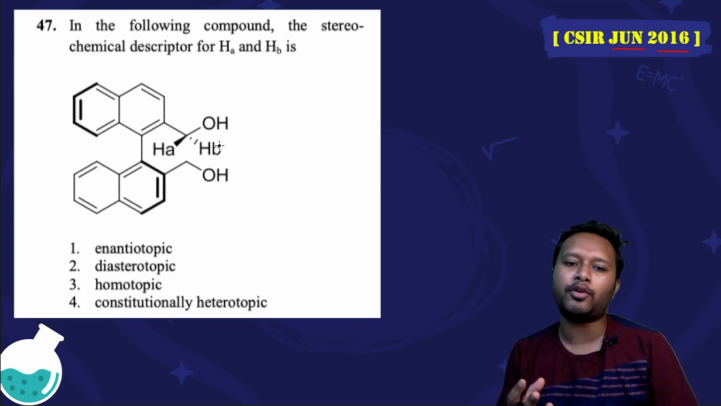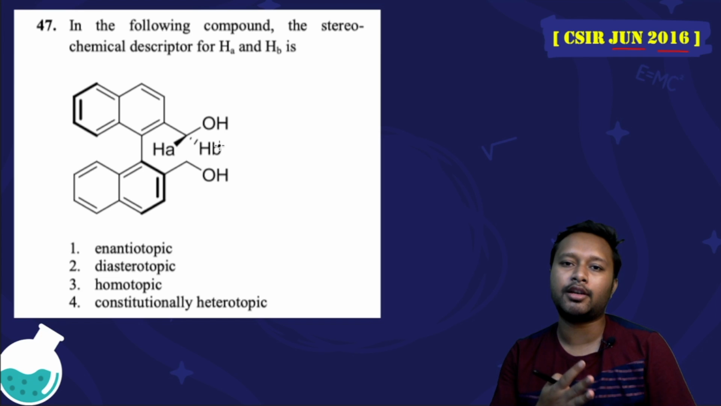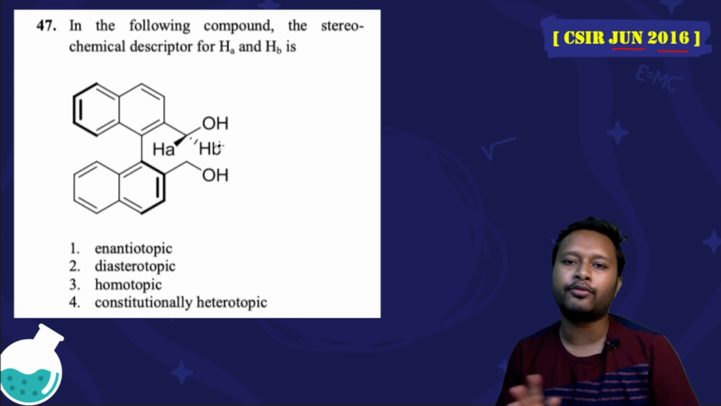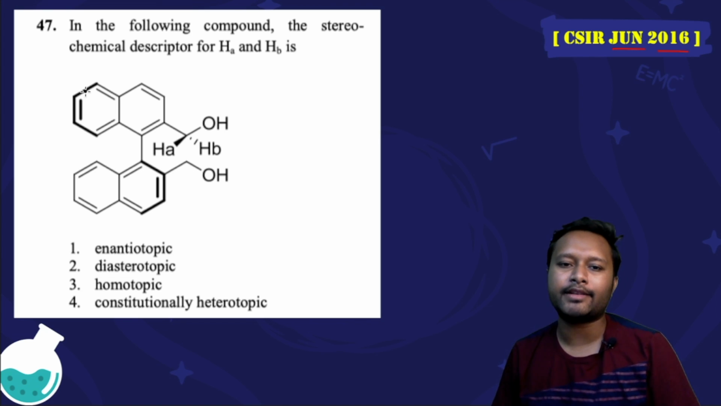You have to look at the different elements of symmetry first of all. The first thing is you should go for the axis of symmetry. Do you have an axis of symmetry? If I draw an axis from this particular carbon like this, and rotate this molecule along this axis, is it a proper rotation?